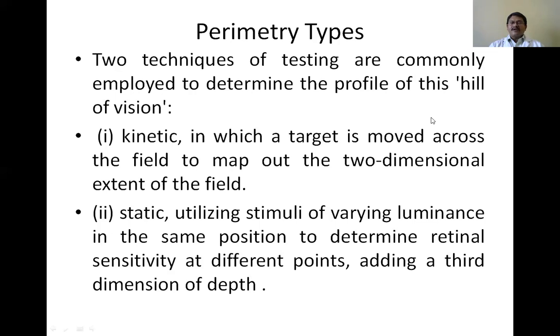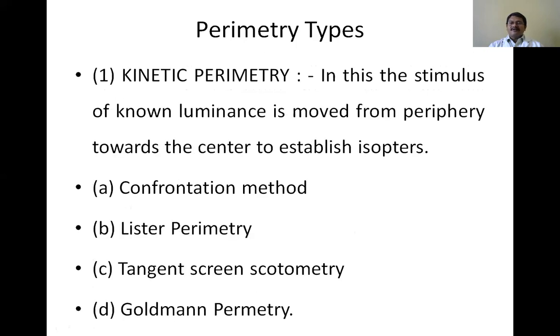The two techniques commonly employed are kinetic and static. In kinetic, the target moves across the field to map out the two-dimensional extension. In static, it utilizes a stimulus of varying luminance at the same position. At the same point, different intensities of illumination are presented to determine the retinal sensitivity at that particular point, adding a third dimension. With a kinetic perimeter, you don't get the depth. To get the hill of vision, you must do the perimetry charting with a static, automated machine, where you get the stimulus intensity at the threshold in decibels at each point.